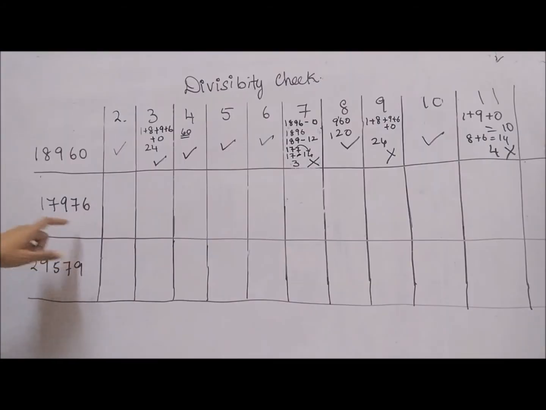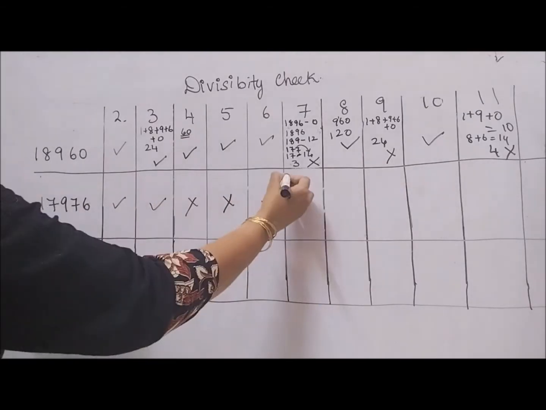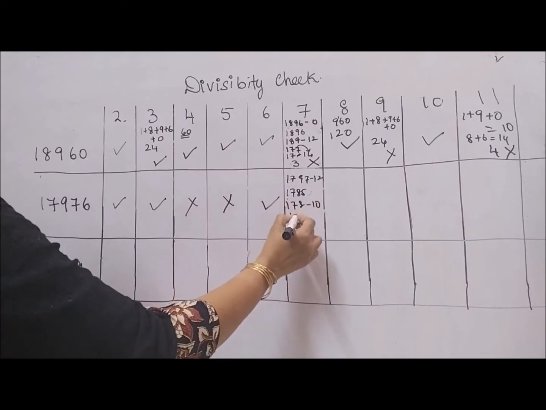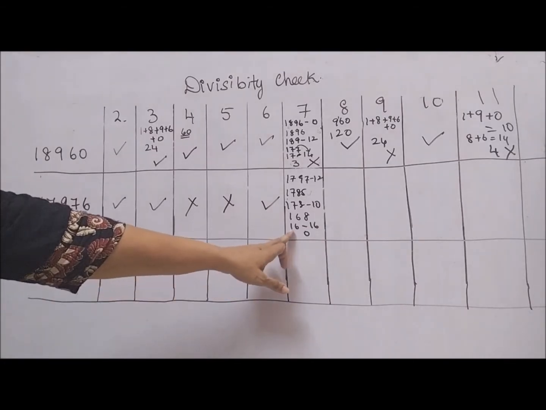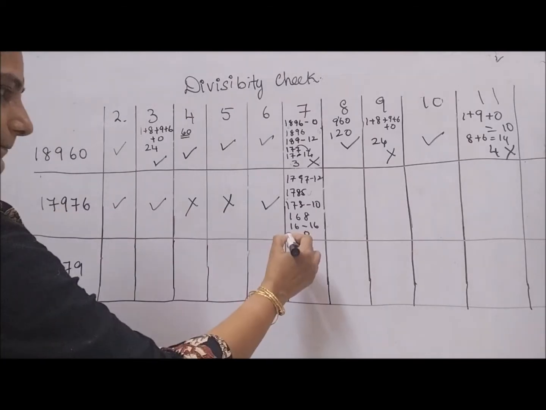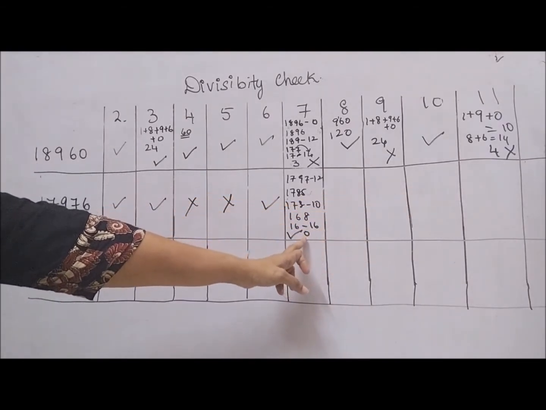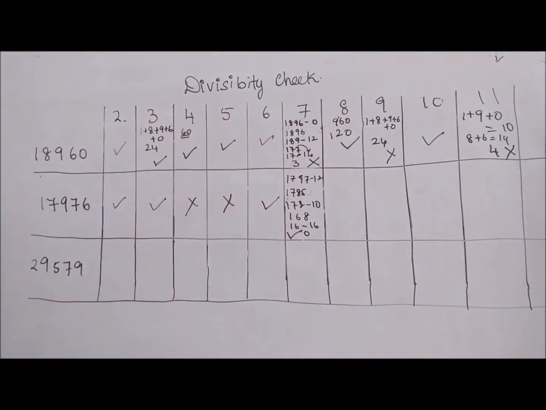Let's check the second example. If this comes as 0 or a multiple of 7, yes, it is divisible by 7. It should be 0 or a multiple of 11 for 11. If 0 or a multiple of 7 or 11 comes, it is divisible by that particular number. 8976.